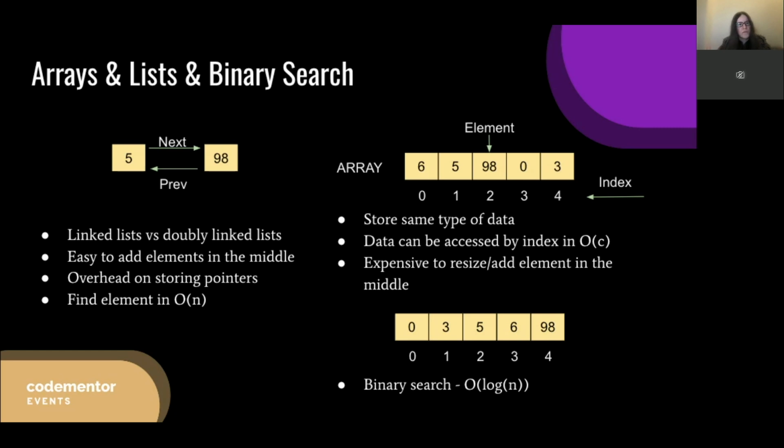If your task requires a lot of data manipulation and adding elements in the middle, maybe you need lists. But in lists, finding a specific element will always be O(n), no matter what you are going to do. And in arrays, you can actually use binary search, which gives you complexity O(log n) for lookup of the element.